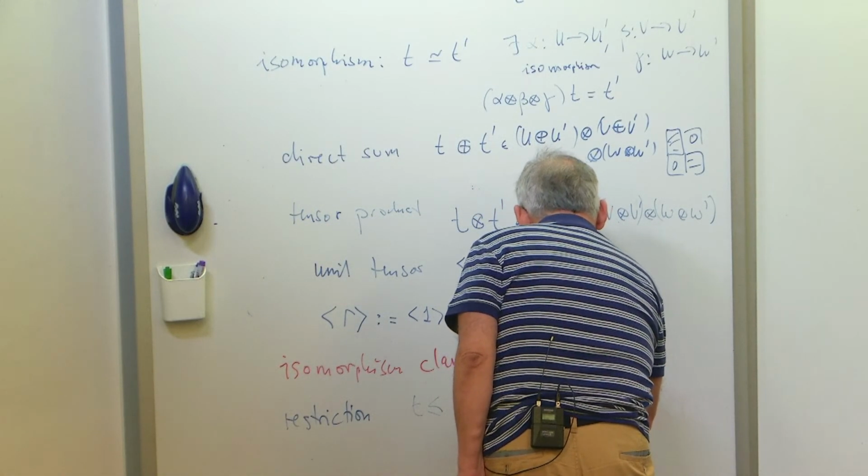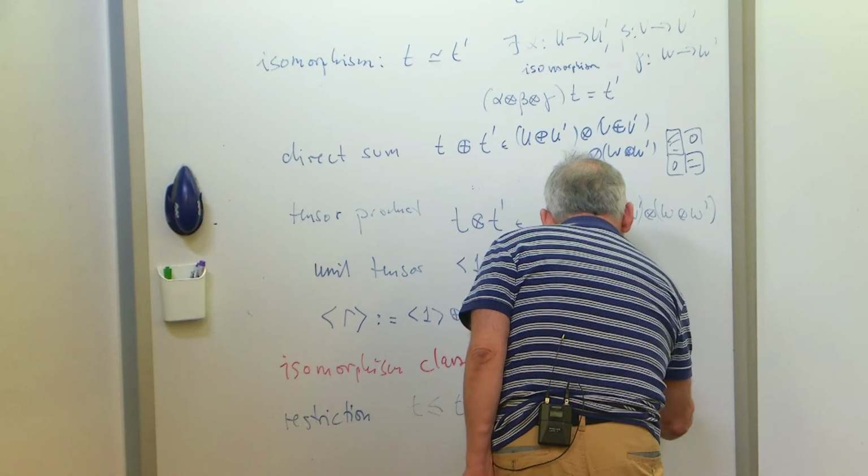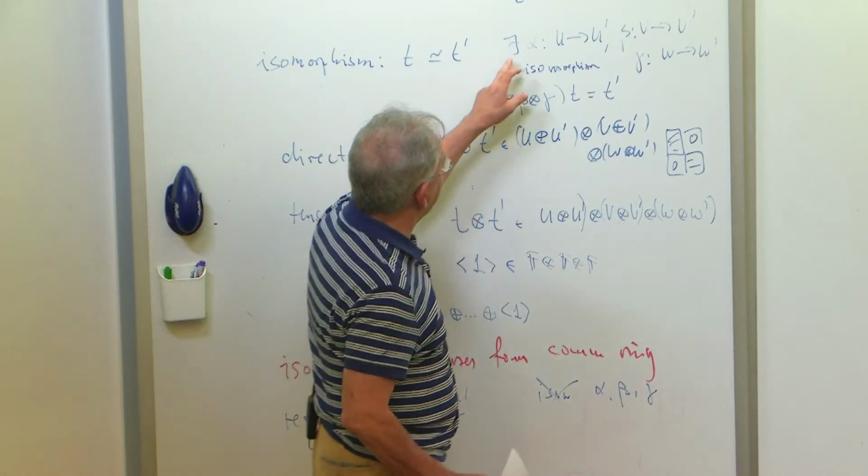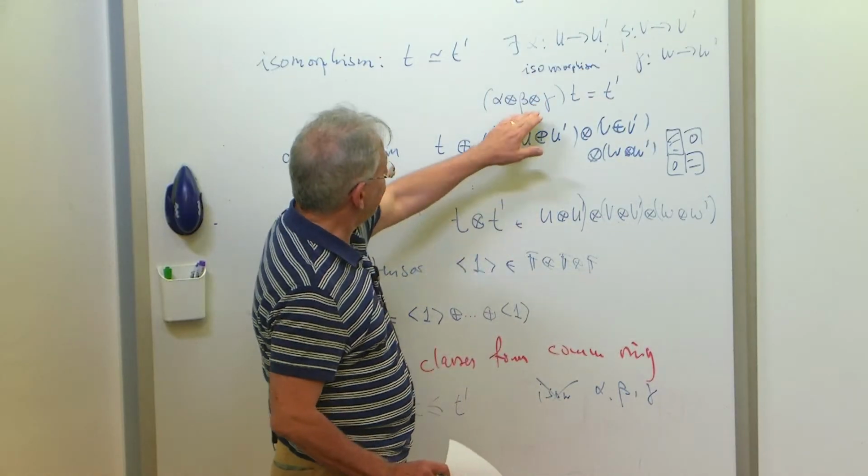Forget alpha, beta, gamma are not required to be isomorphisms. These are just linear maps. But then otherwise it's the same.